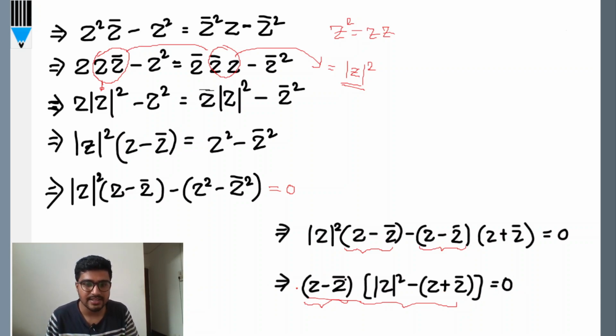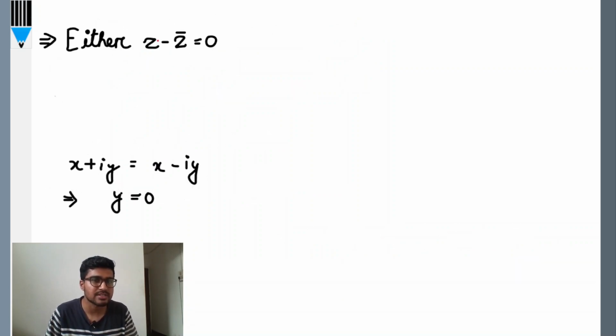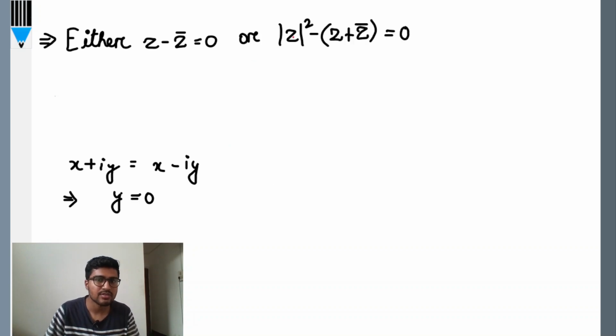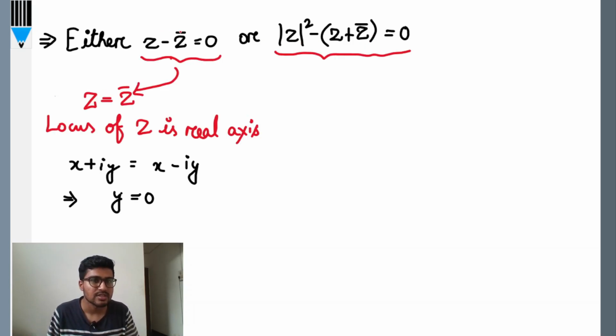One part will give us one solution and the other will give another solution, because this equals 0 means either this can be equal to 0 or this can be equal to 0. So z minus z bar equals 0, or mod of z square minus z plus z bar equals 0. So one solution is z equals z bar. If we take this to the other side, z equals z bar comes. We asked this in the last question too, z equals z bar.